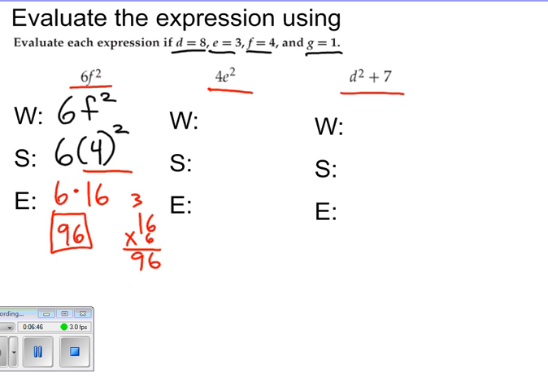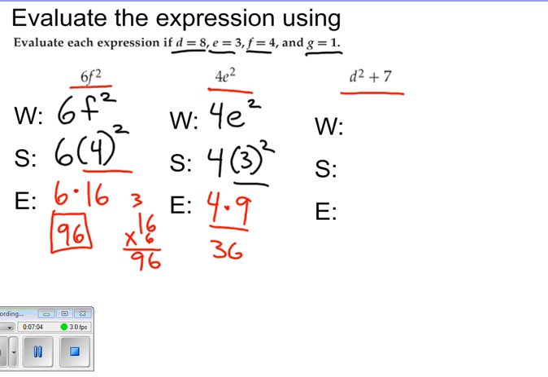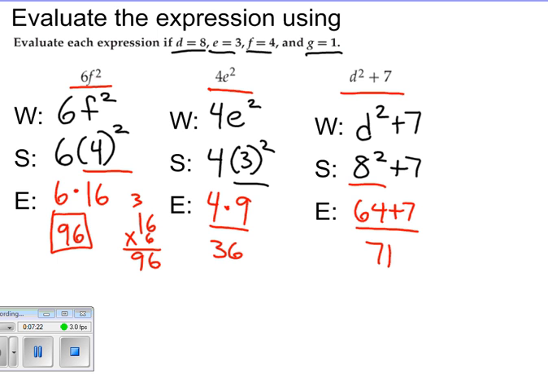Now, over here, I'm going to copy down the problem. 4 times e squared. Now I'm going to substitute 3 for e, following PEMDAS. 3 squared is 9, bring down the 4, 36. And for our final problem, d squared plus 7, I'm going to substitute 8 for d, bring down the plus 7. Now 8 squared is 64 plus 7, and my final answer is 71.